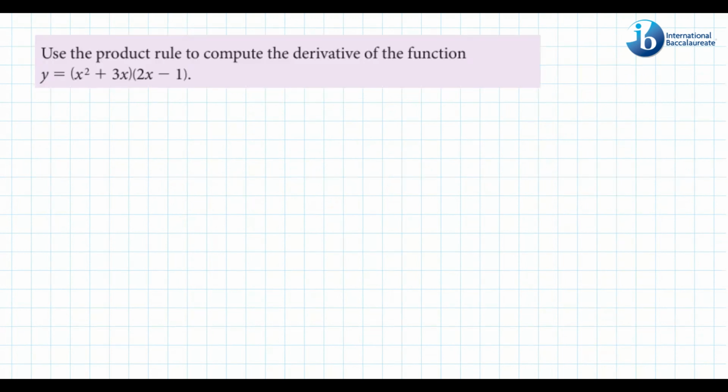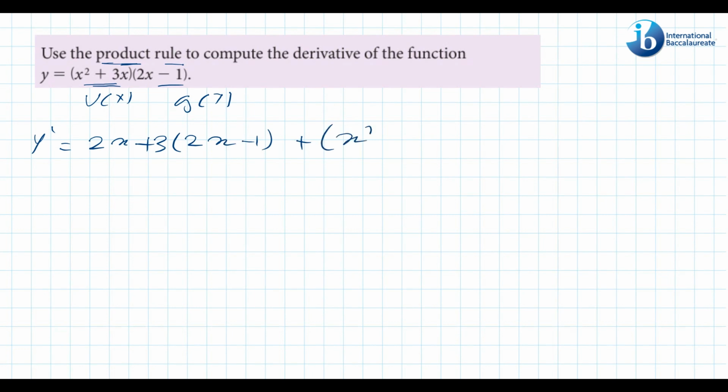In this question, he said use the product rule to compute the derivative of the function. Here he mentioned that you need to use the product rule. Then this is u of x and this is g of x. And y dash equals the derivative of the first, which is 2x plus 3, times the second, which is 2x minus 1, plus the first, which is x squared plus 3x, times the derivative of the second, which is 2, just only 2.